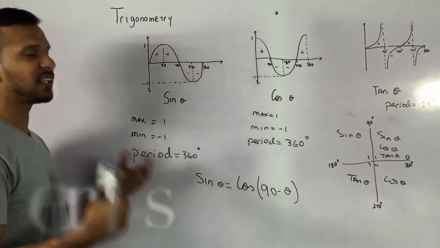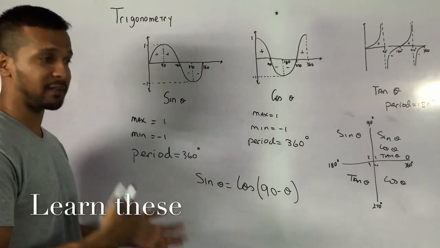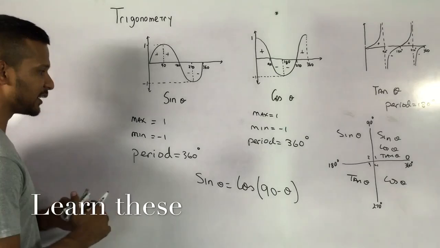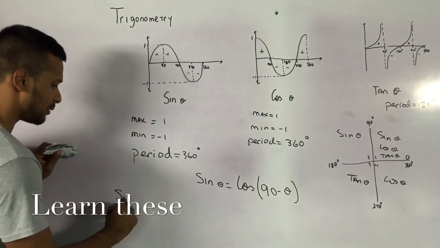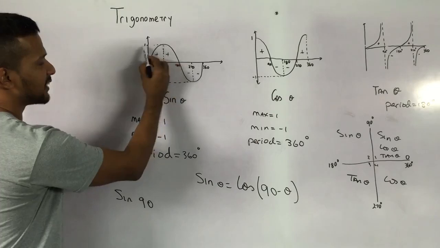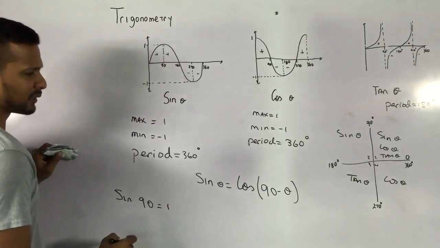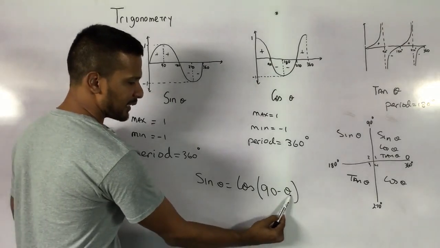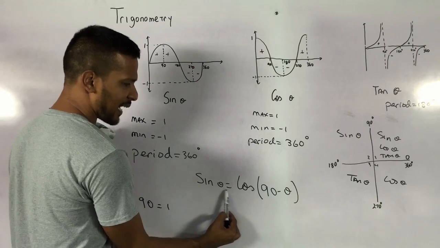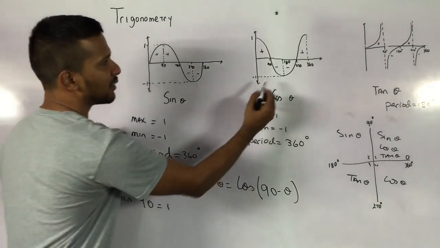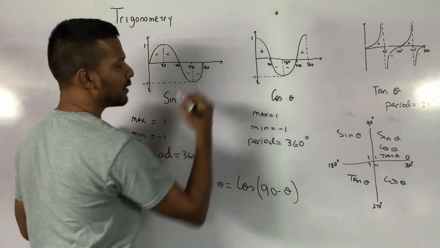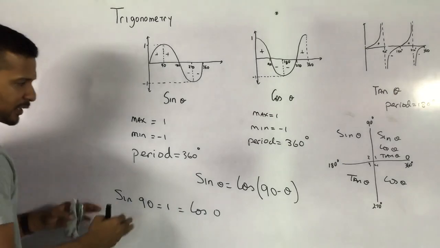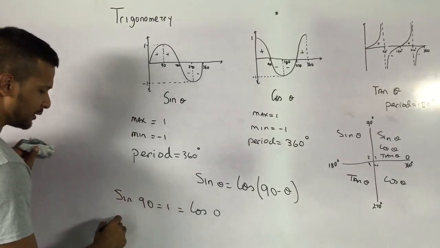Let's go back to this. There are some values that you must learn, that you must commit to memory. This helps with those values. So some of the values that we must learn, we can see them here. Sine 90. Sine 90 gives us a value of 1. But if I look at this here, sine 90 is equal to cos of 90 minus 90, which is 0. So it means that sine 90 and cos 0 must give me the same answer. Let's see. Cos 0 is 1. Yes. Cos 0 is 1.